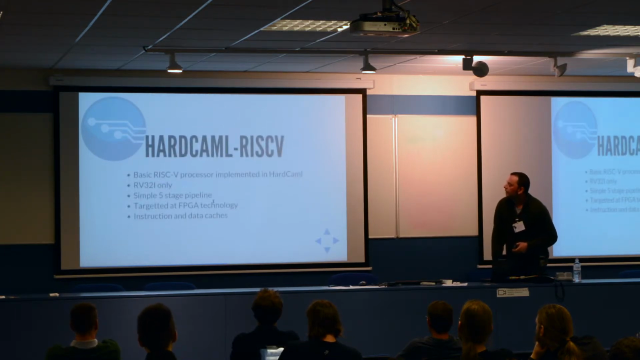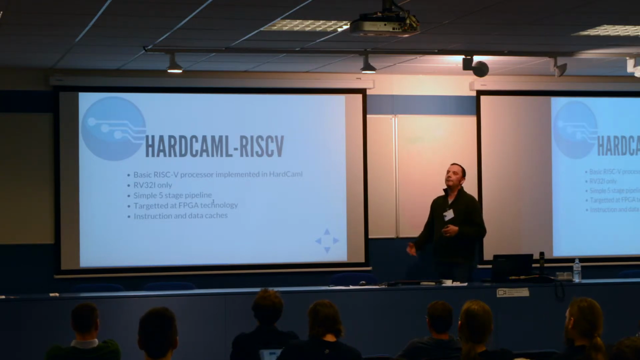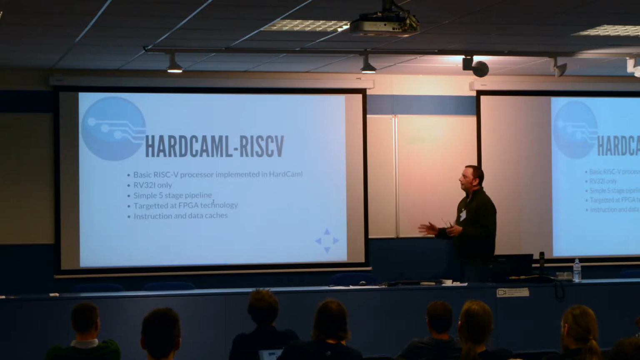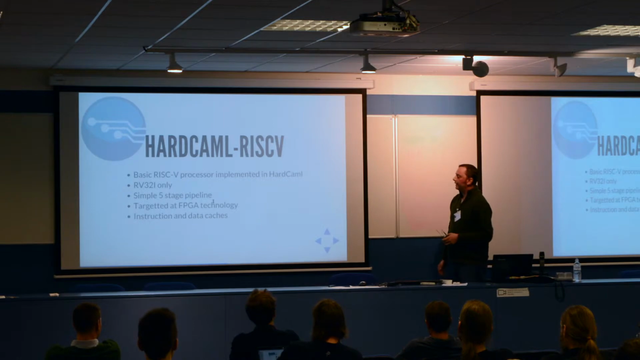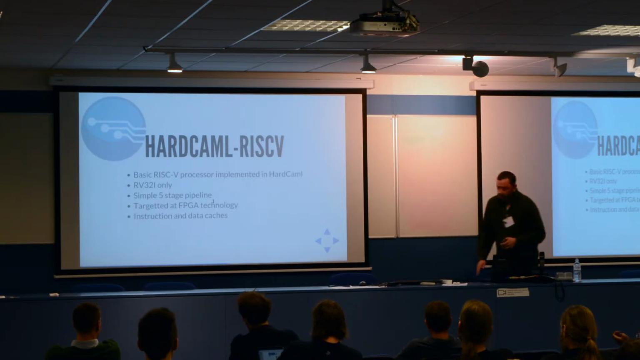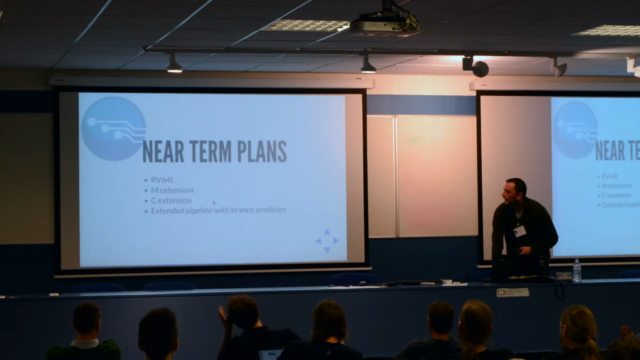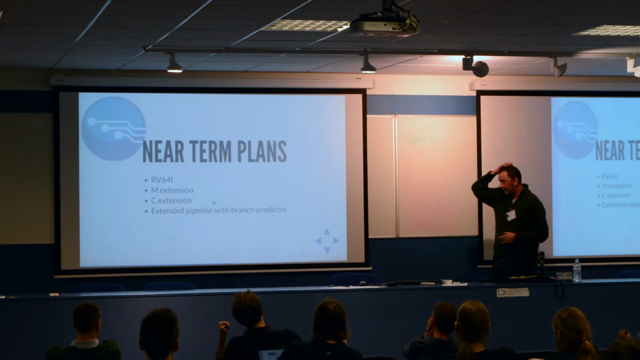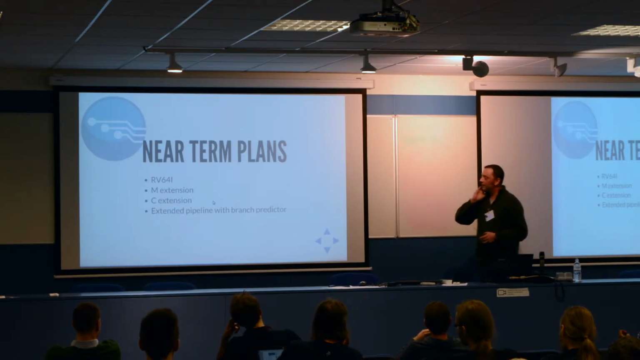Okay, so running OCaml hardware. I'm implementing, it's nearly done, a RISC-V processor. It's basic, it'll probably remain fairly basic, targeted at FPGA technology, but it will have instruction and data caches, important for me. I'm looking to extend it with RV64. I have to do something about the M extension. After yesterday's talks, I'm not too sure, but we'll see.